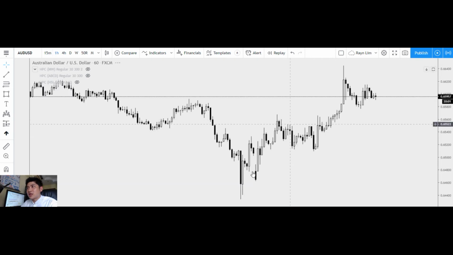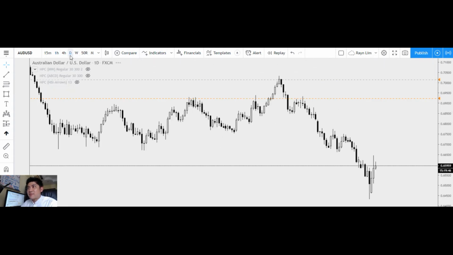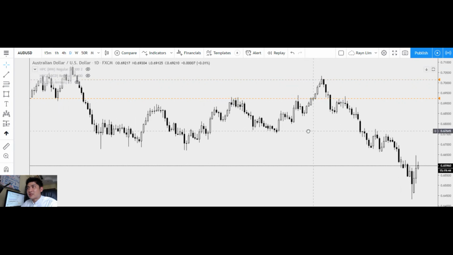To the 1-hour chart. So on this 1-hour chart, you can see a break and close above the high and go into a bit of consolidation. You need another break and close above the high over here to say it turned bullish. Alright, back to daily chart. Let me share with you my analysis.